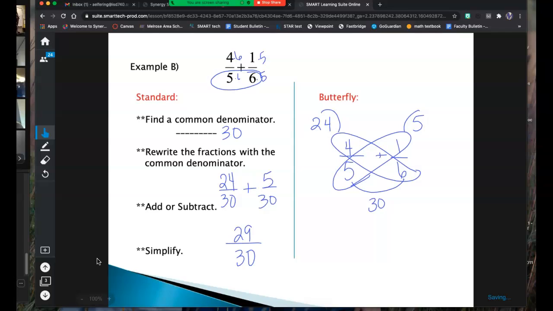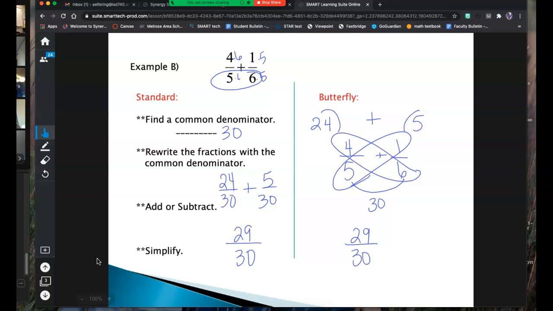Okay, the plus sign comes up between the 24 and the 5. So 24 plus 5 is 29. The bottom number stays 30. And we can't simplify that, so we're done. Okay? Questions so far?